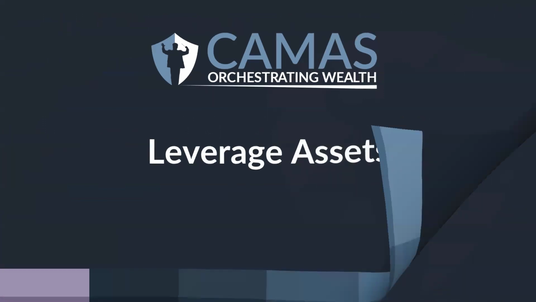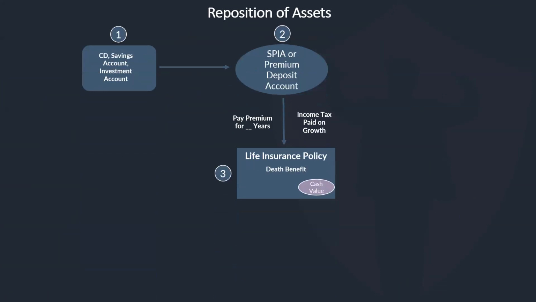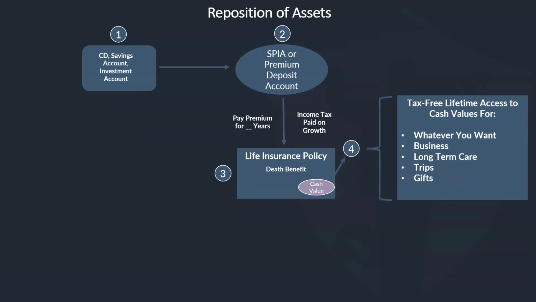Another one is leveraging our assets. A lot of clients have underperforming assets. We can reposition that money into life insurance. Now, most people just look at life insurance with the death benefit. I like spreading this out and having this as a non-modified endowment contract. So now the client can have that cash value building in that policy for what if? What if they need it for their business? What if they want to take a trip around the world? What if they need some long-term care in retirement? Whatever it is, they can use that money tax-free.